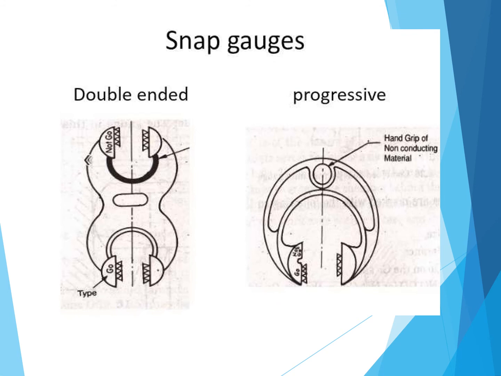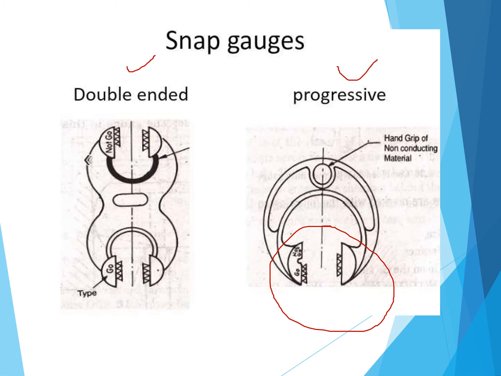Then snap gauges. You can see the snap gauges. That is, the snap gauges are of two types, that is rib type and plate type. These are used for again external diameter of the shaft. So you can see this double end type and progressive type. So one side you have go, another side you have no go, and the second one is progressive type, where you have both on the same end.